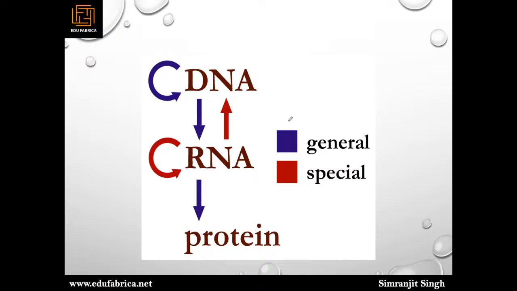So all these things are possible within the central dogma of life. Always remember, this is a case of general and special, and it will never happen that DNA is producing proteins. This is not possible. Or protein is producing RNA. This is never possible. Or protein is producing DNA. This is never possible. So these three scenarios within the central dogma of life are never ever possible.